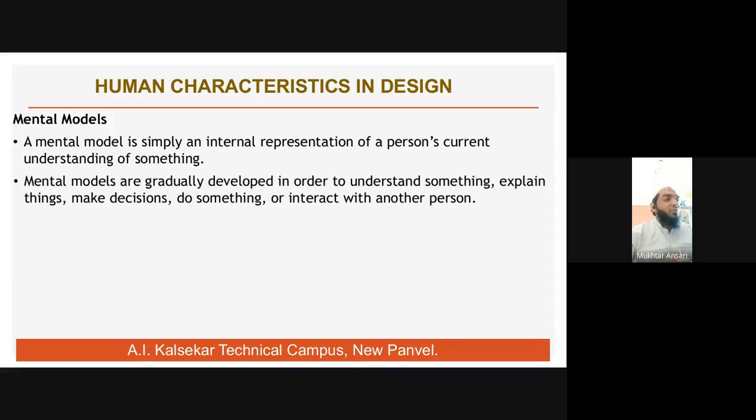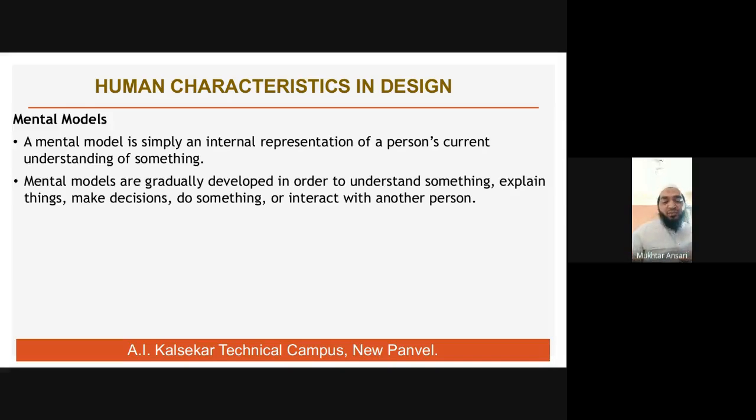Mental models are gradually developed in order to understand something, explain things, make decisions, do something, or interact with another person. So basically, if a mental model is in the mind, you can interact with any other person also. You can explain about that thing. You can make a decision based on that particular information. You can do something related to that particular thing, and you can interact with other persons.